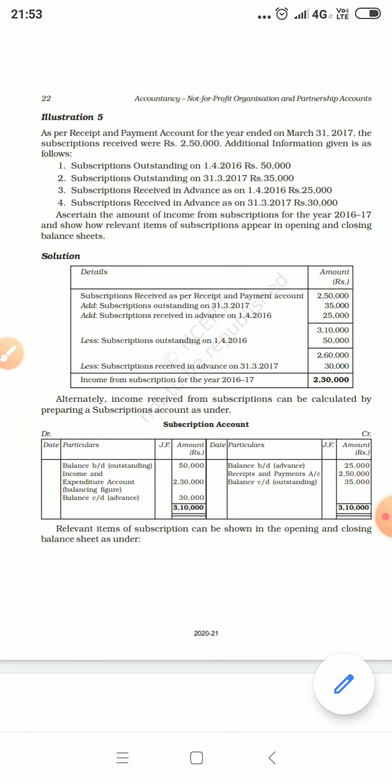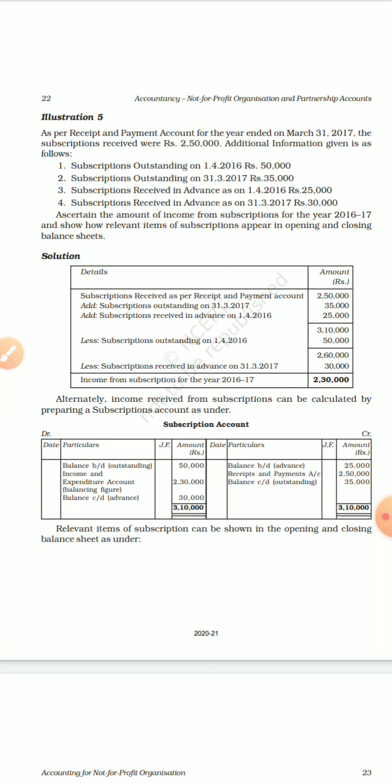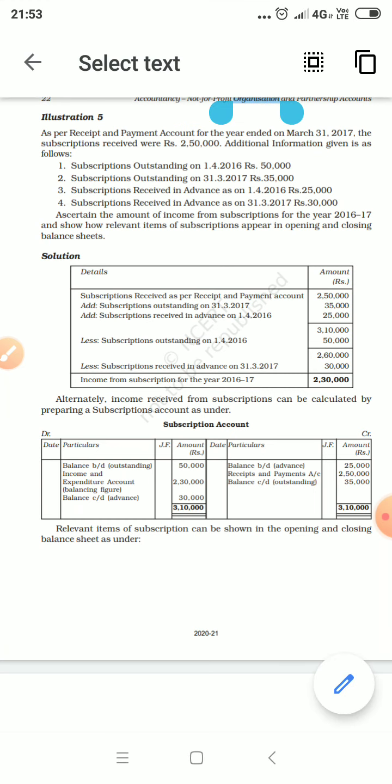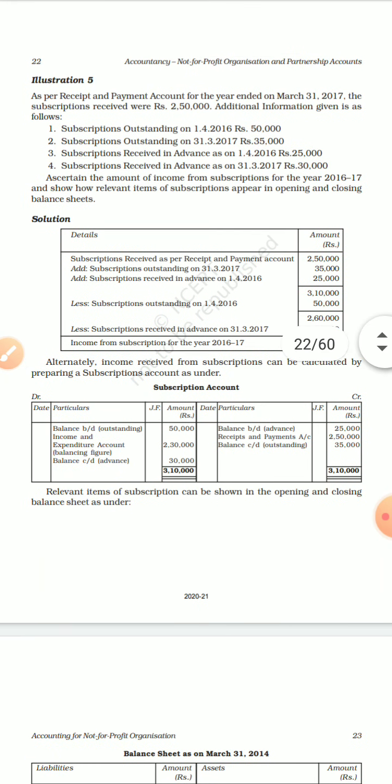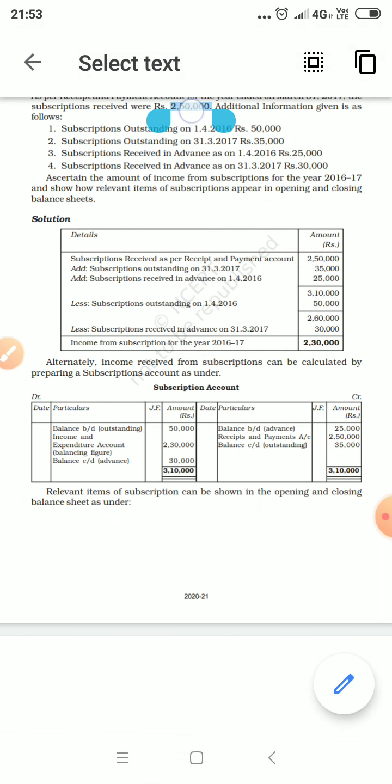I am taking illustration 5. This is your NCERT book, page number 22, Accounting for Not-for-Profit Organization, illustration 5. In illustration 5, as per the receipts and payment account for the year ended on March 31st, 2017, the subscriptions received were rupees 2,50,000. This is the subscription amount which we received by way of cash. This amount will appear on the receipt side of the receipts and payment account.